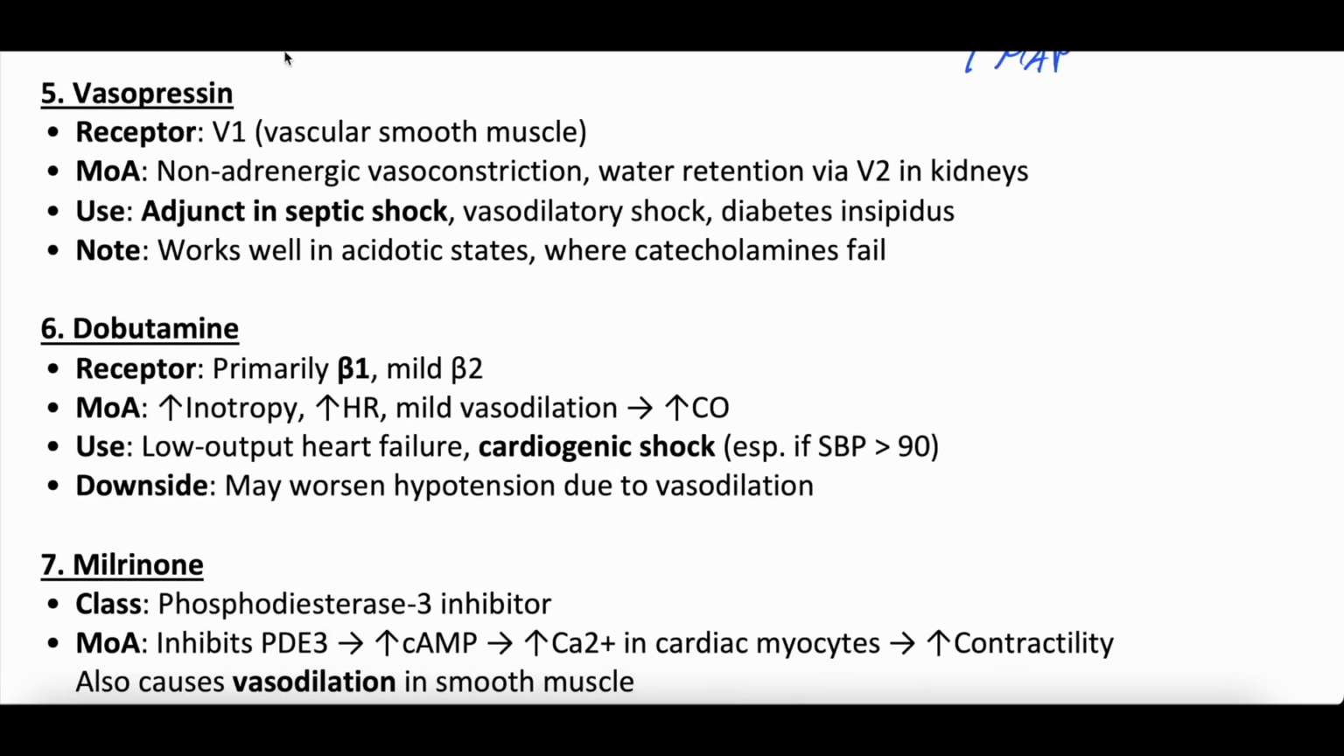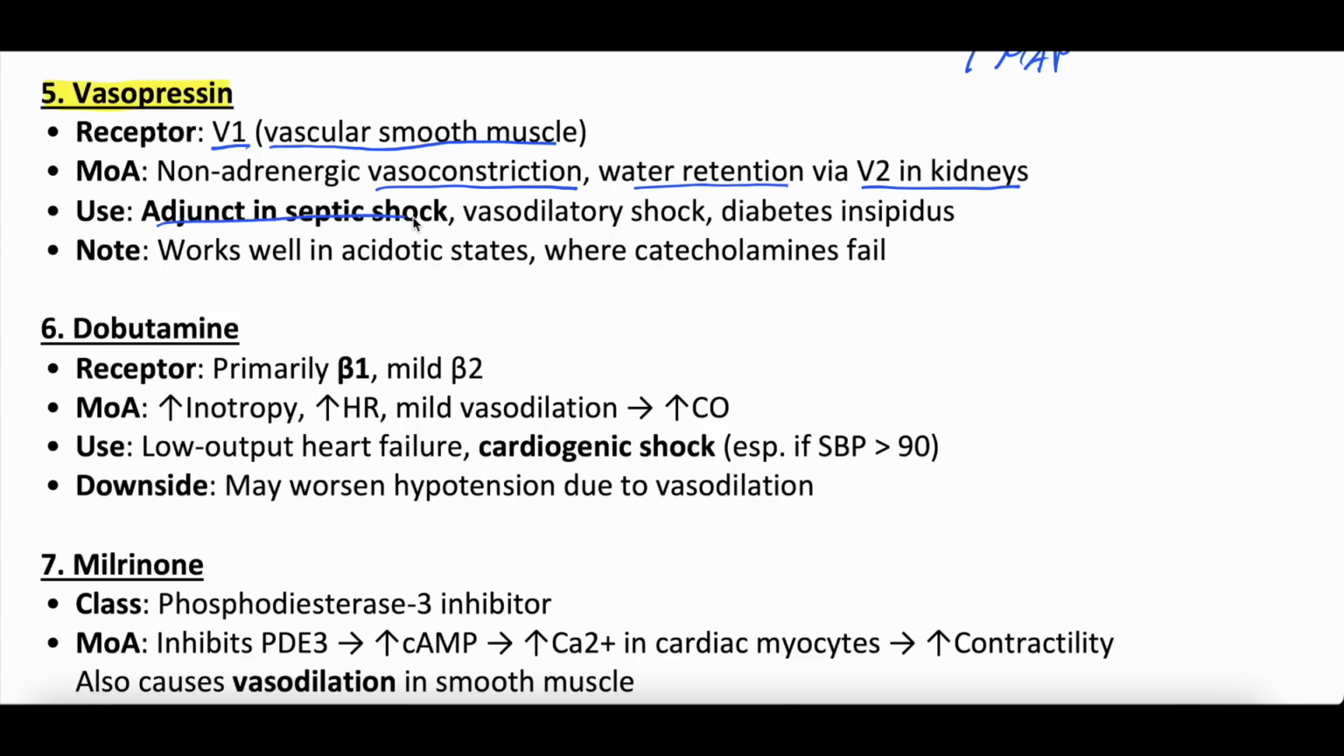Vasopressin, this is one of those non-adrenergic or non-catecholaminergic vasopressors. It acts on this V1 receptor, which is on vascular smooth muscle, leading to vasoconstriction outside of the adrenergic pathway. It also leads to water retention via the V2 receptor in the kidneys.